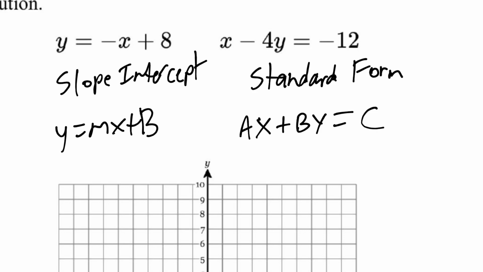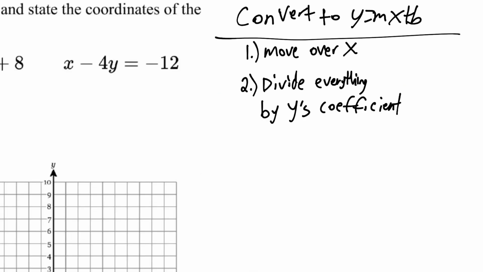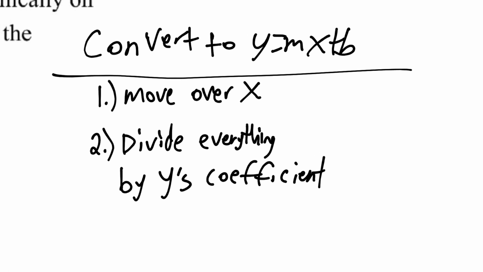So generally what we're going to do is we're going to take the one that is in this standard form and we're going to convert it until it looks like that, y equals mx plus b. You can also graph it with zeros, but I think it's easier to convert because that works for every problem. All right, so our goal is to convert to y equals mx plus b, and there's two steps. We're going to move over the x, and we're going to divide everything by y's coefficient. That means we're going to divide 3 times.